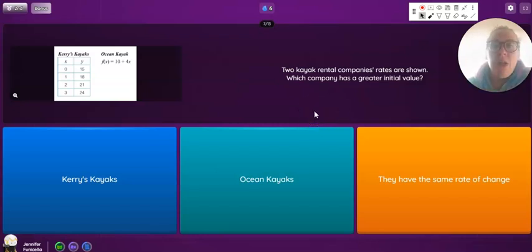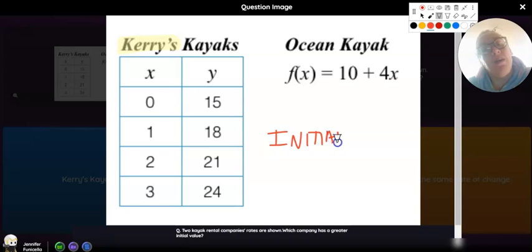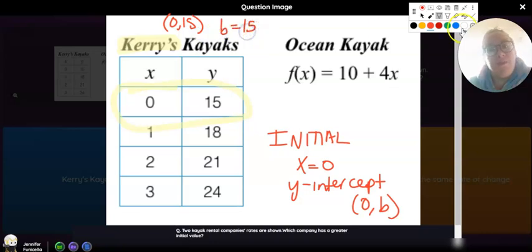Question 7, 2 kayak rental companies' rates are shown. Which company has a greater initial value? So Carrie's kayak's initial value, again, remember when we hear that we're talking about the y-intercept, and that means x is 0, right? It is a point on the graph, (0, whatever that y-intercept is), which we represent with the variable b. So for Carrie's kayaks, when x is 0, y is 15. Remember, this is a point. This is the point (0, 15), which means our y-intercept is 15.